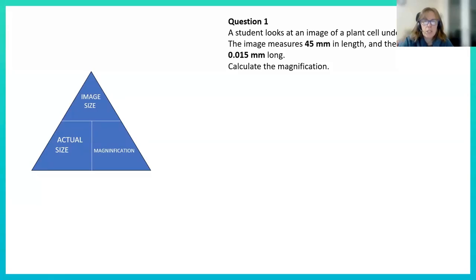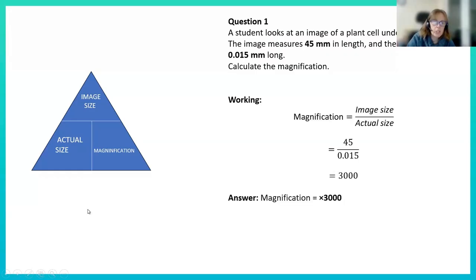The image measures 45 millimetres in length. The actual length is 0.015 millimetres long. Calculate the magnification. So I'm trying to find the magnification. So I cover that, and that leaves me with image size divided by actual size.